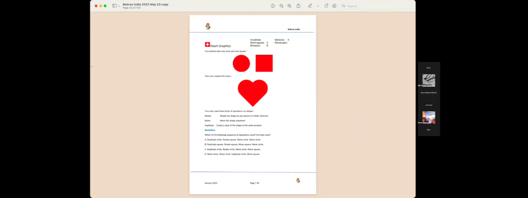Yes, A is correct, because Tina had to duplicate the circle and make another one, and she rotated the square so that she could move the 2 circles and create the heart. Any questions, or can I move on? Please move on.